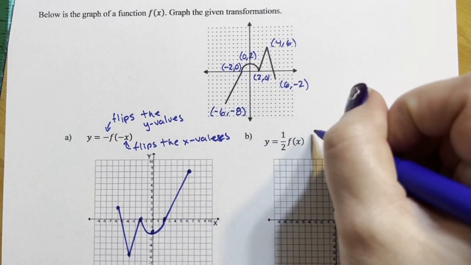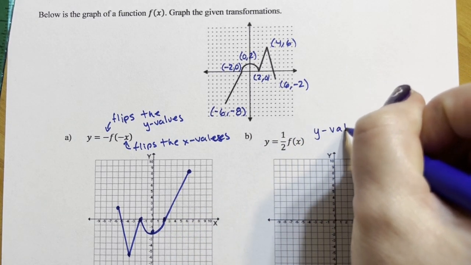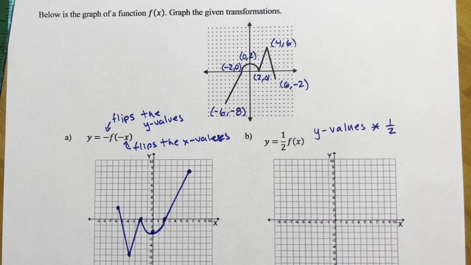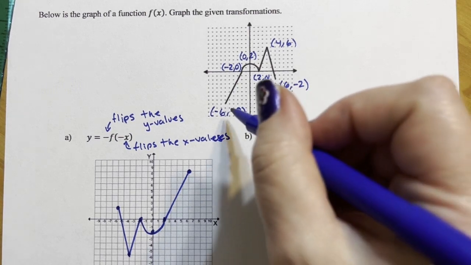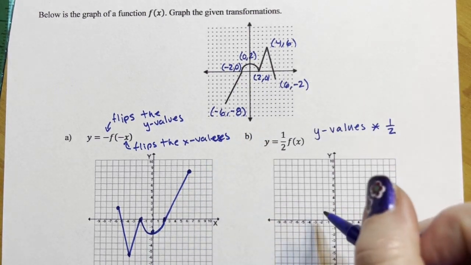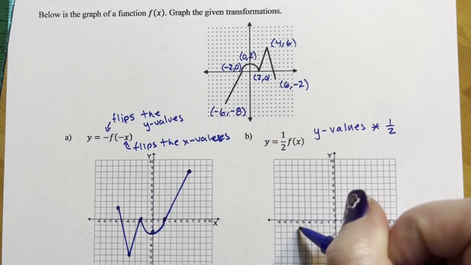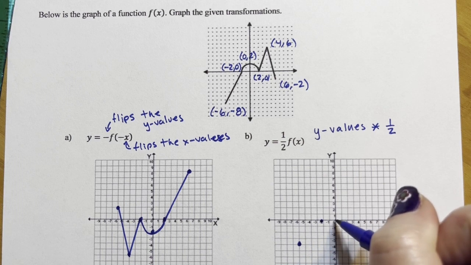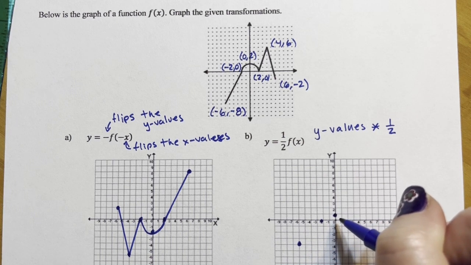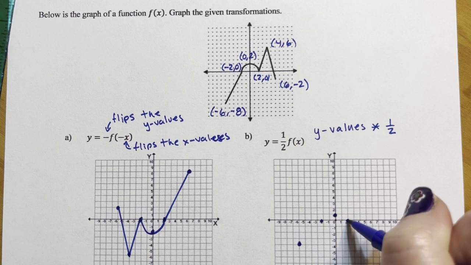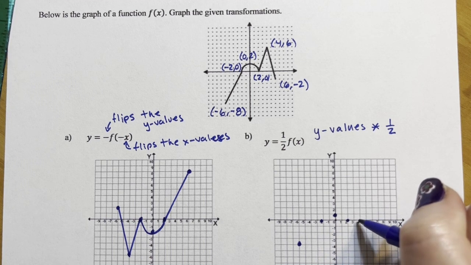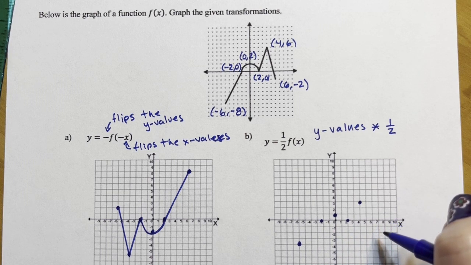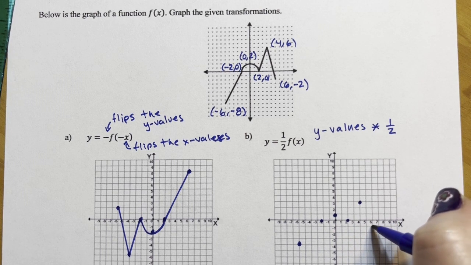This one says that the y values are times by 1/2, which means things are going to change. So instead of -6, -8, it's going to be -6, -4. Instead of -2, 0, it's going to be -2, 0. Instead of 0, 2, it's going to be 0, 1. Instead of 2, 0, it'll be 2, 0. Instead of 4, 6, it's going to be 4, 3. Instead of 6, -2, it's going to be 6, -1.